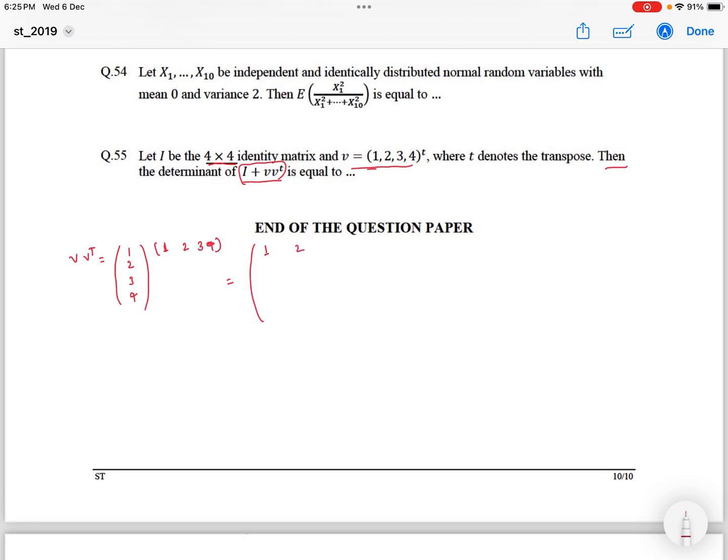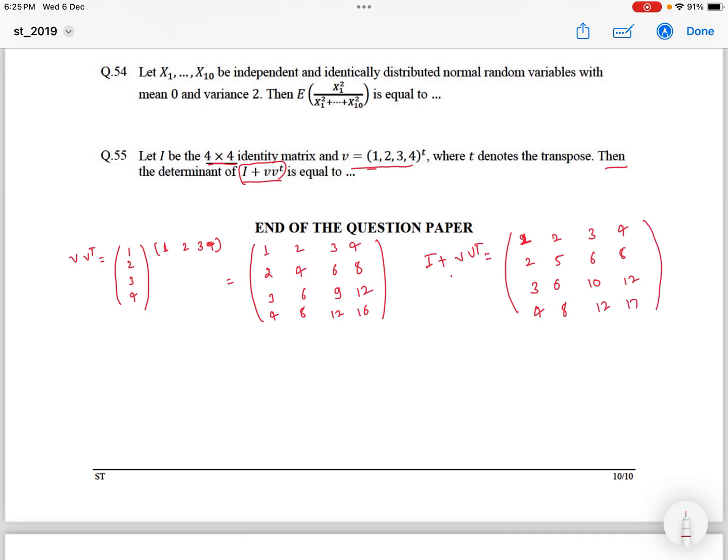So the multiplication would result in 1 2 3 4, and 2 4 6 8, and 3 6 9 12, and here we will have 4 8 12 16. And if we want I plus v v transpose, then we will simply add 1 to the diagonal elements. So it will be 2 2 3 4, and here we will have 2 5 6 8, here we will have 3 6 10 12, and here we will have 4 8 12 17.